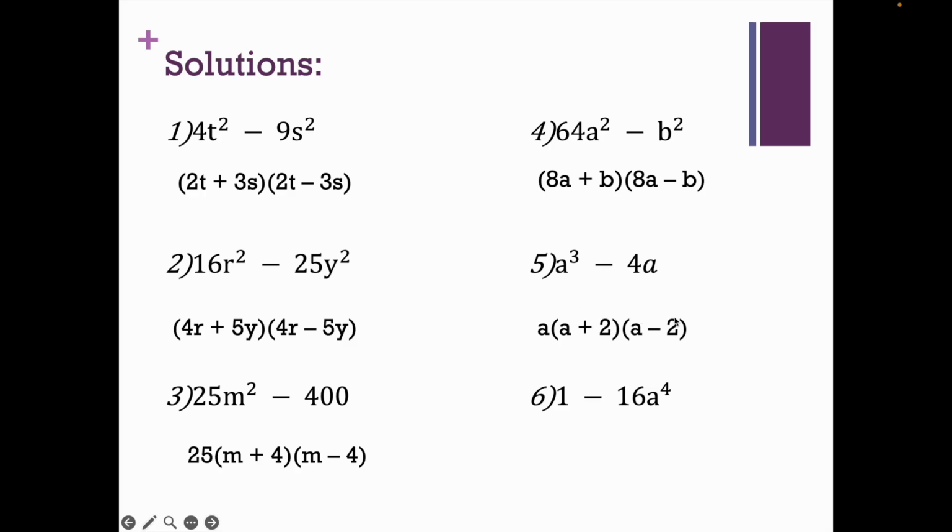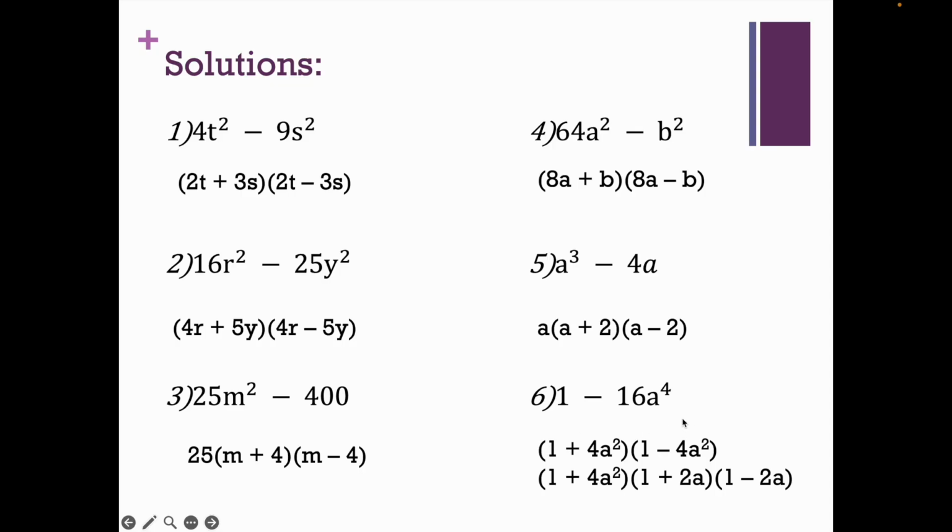And so I put a and 2 in both brackets, and I put a plus and a minus in between them. And in my last example, I do have a perfect square of 1 minus 16a to the 4. I square root the 1, I get 1. I square root the 16, I get 4a squared. But notice what happens. I write 1 and 4a squared in both brackets, and I put a plus and a minus in between them.